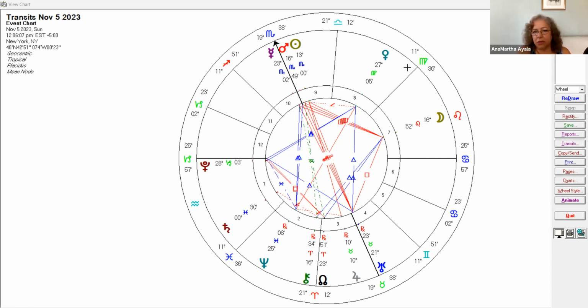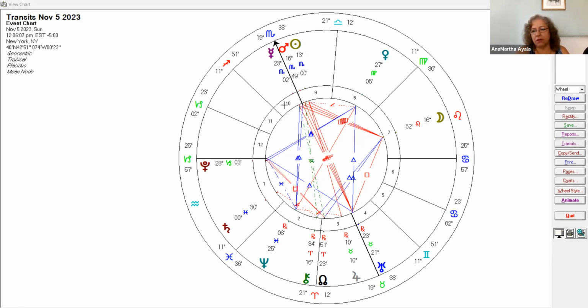8th house rules death, sex, taxes, inheritances, commissions, big payouts of money, stock market as well. A 9th house, long distance travel, universities, religion, your beliefs. 10th house is career. This is what you do for your career. Also, your status as the public sees you, right?